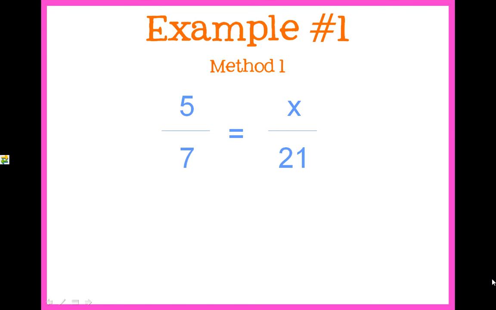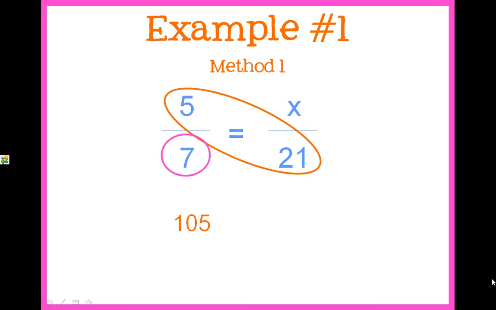For example, we're going to multiply 5 times 21 because 7 times x is not going to give us a number, it's just going to give us 7x. So we're going to multiply 21 times 5 because we can, and we get 105. Then, after you multiply that, you're going to divide by the other number. So, 105 divided by 7 will give us 15. So, x is equal to 15.